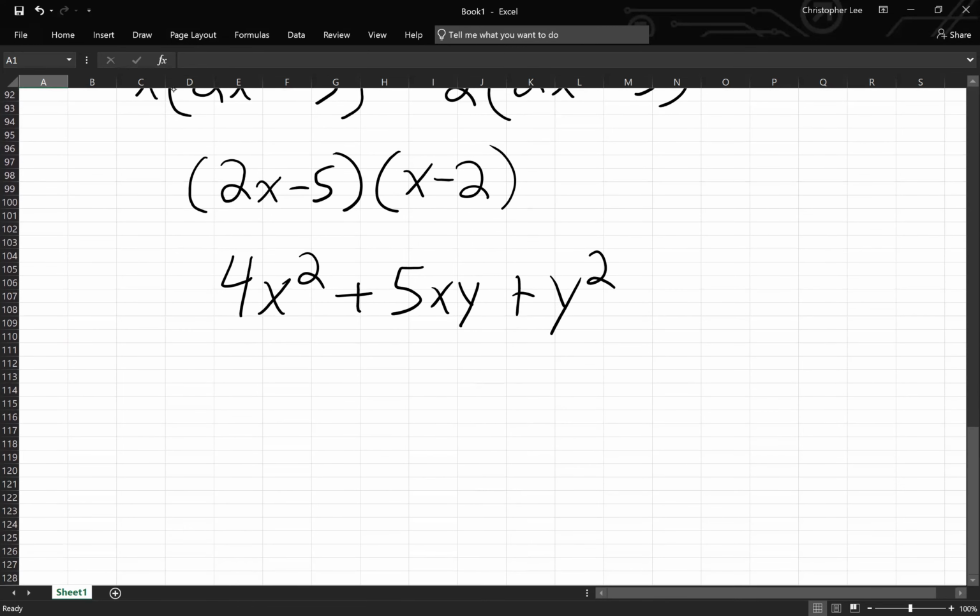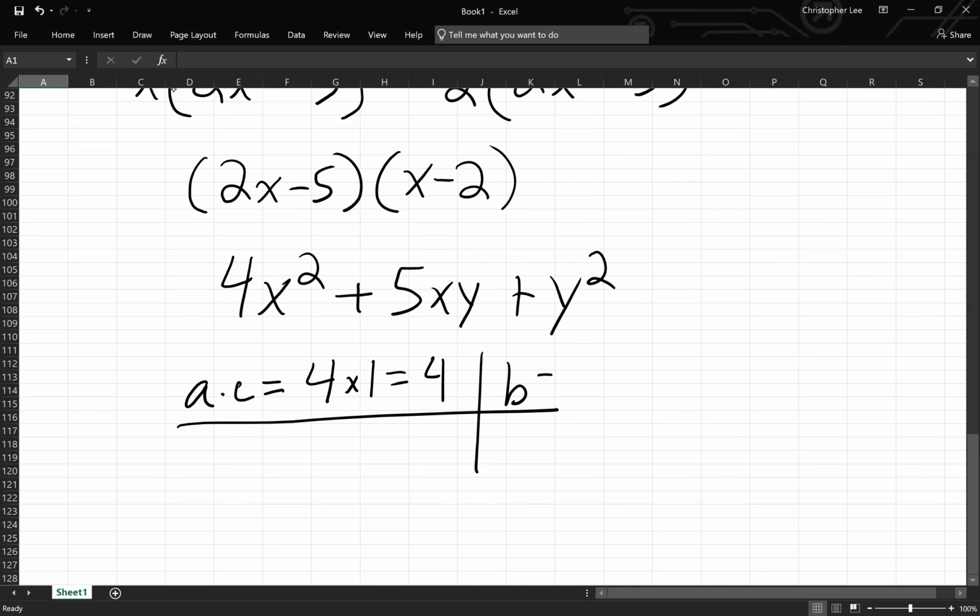That's not so bad. So look, start off with A times C. You already know that's going to be 4 times 1, which is 4, and my B is equal to 5. So I need two numbers that when I multiply them together give me 4, but when I add them together give me 5. What are they? Not 5 and 1. 4 and 1, right? So 4 times 1 is 4, and 4 plus 1 is 5.